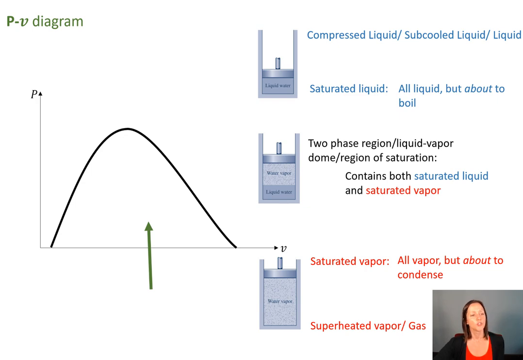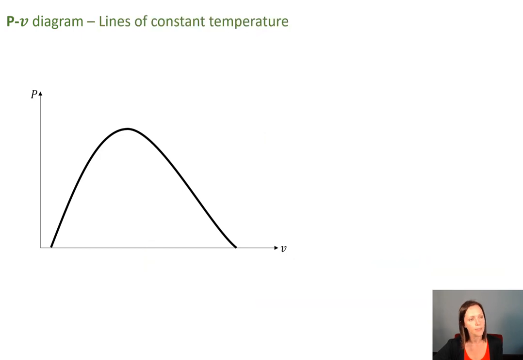All right, so underneath that dome, we said that we have two phases. We've got liquid and we've got vapor. And we specifically have a mixture of saturated liquid, which is about to boil, and saturated vapor, which is about to condense. So it's still liquid and vapor, but we specifically say that it's saturated liquid and saturated vapor. And you'll see why it's important to make that distinction as we go on in the class.